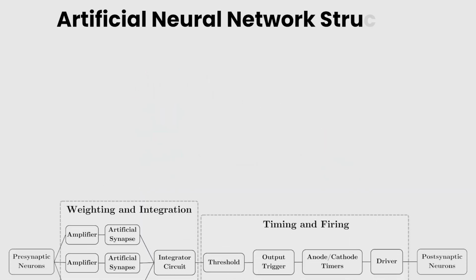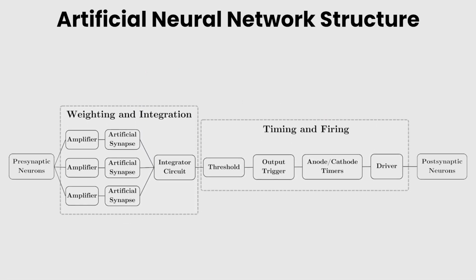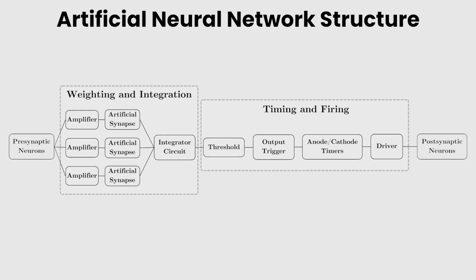The team's plan is to amplify the signal from the presynaptic neuron, weighted with an artificial synapse, and combine the signal from multiple synapses into the integration circuit. Thresholding and output trigger happen just like at the axon hillock. If the signal passes, it's stored at the cathode-anode timer and fired at the right time. The driver helps communication between neurons. My personal task will be to develop Memristor-based artificial synapses.